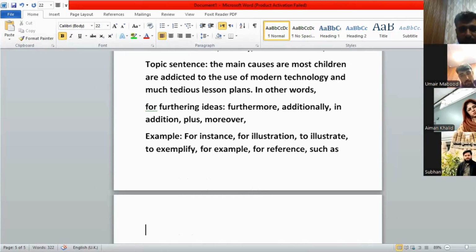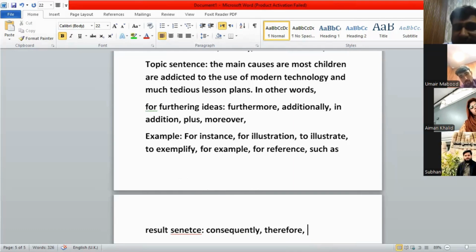And then you can write concluding sentences. You can write a result clause, a result sentence. I think the meeting time is about to end. 40 minutes. Okay. A result sentence should begin with consequently, therefore, in conclusion. No, this is a result sentence. This is not a result paragraph.